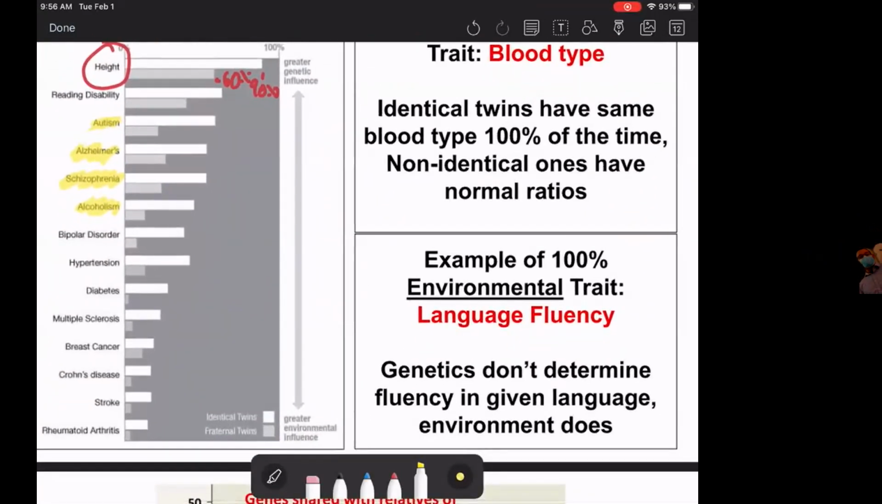Language is 100% environmental. This isn't about whether you can learn language. This is the given language that a child can learn, which can be anything. There's no genetic predisposition to learning French or German, Chinese, English, anything. A baby can be born, two identical twins can be born, one taught French, one taught, let's say, English. Totally fine, totally environmentally informed.